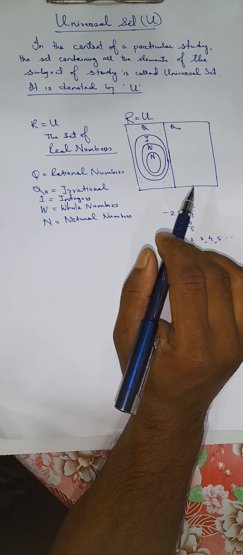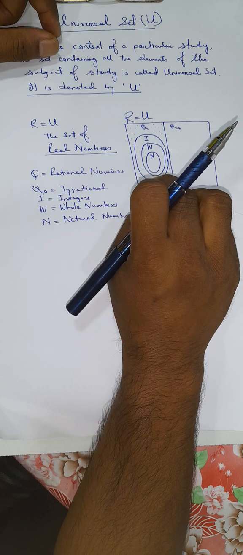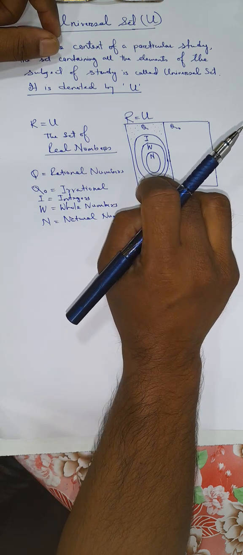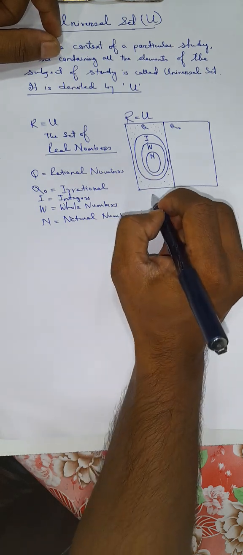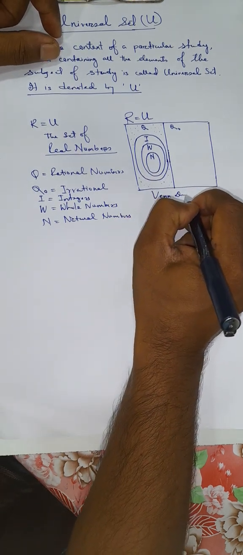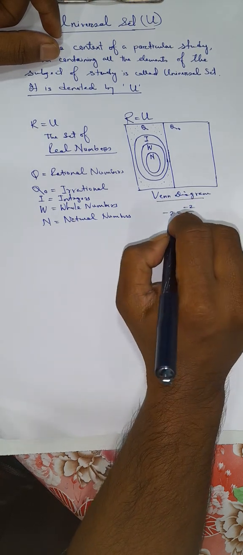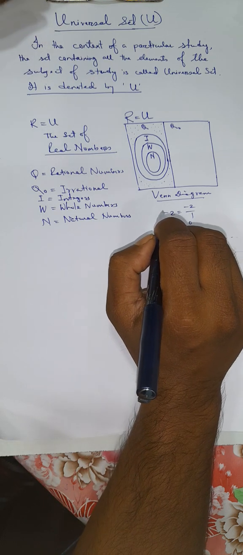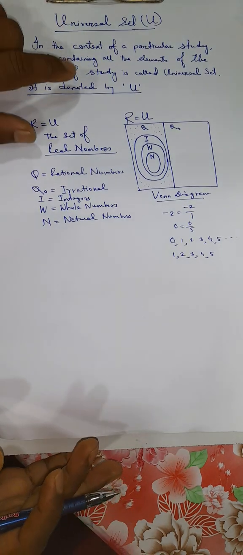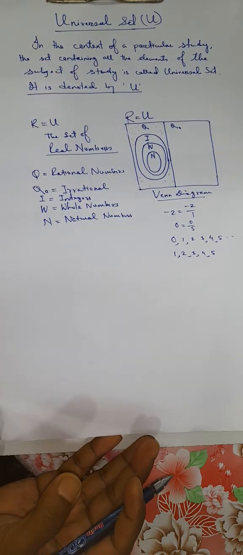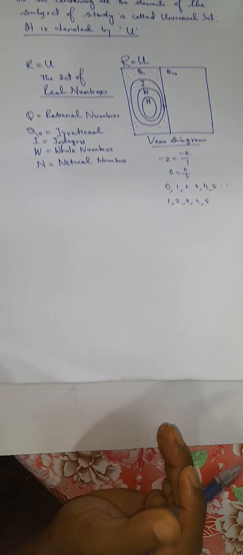Now representing the sets in this way, in this diagram, is called a Venn diagram. This concept was developed by John Venn, a British mathematician. So it is known as a Venn diagram. We will discuss some more examples of Venn diagrams. Here the context of study is the universal set, and the subject is the number system. So here R, the set of real numbers, is the universal set.